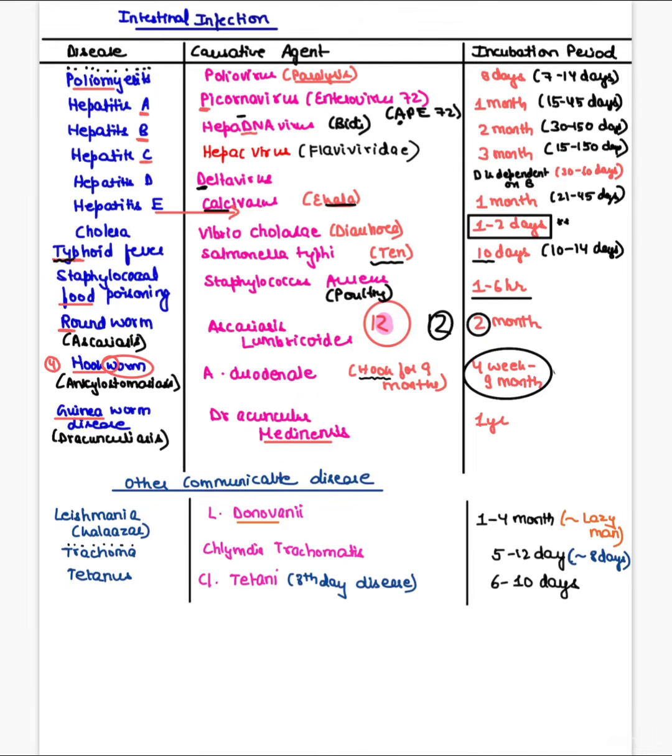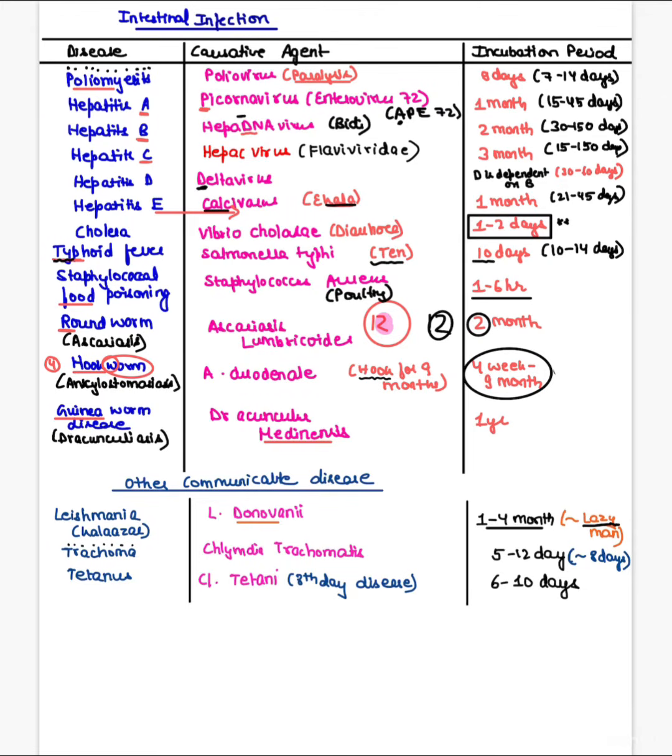Now Guinea worm disease, guys, that is also known as dracunculosis. It is caused by Dracunculus medinensis, and remember, like a Guinness record, you will get it once in a year, not every month. So that is 1 year, and this disease has been eradicated now. Now coming on to another communicable disease, that is Leishmania. Kala Azar is caused by Leishmania donovani. Here you see the presence of amastigote and promastigote bodies, guys. Remember, like a lazy man, the incubation period will be around 1 to 4 months.